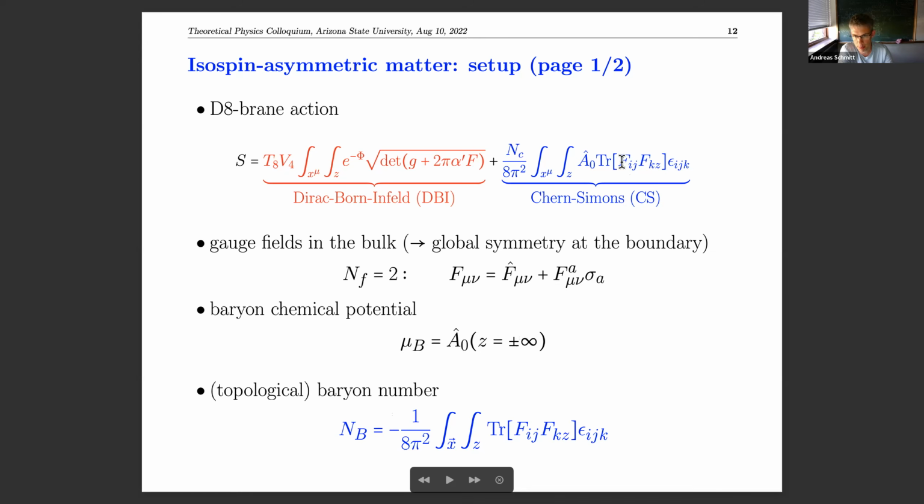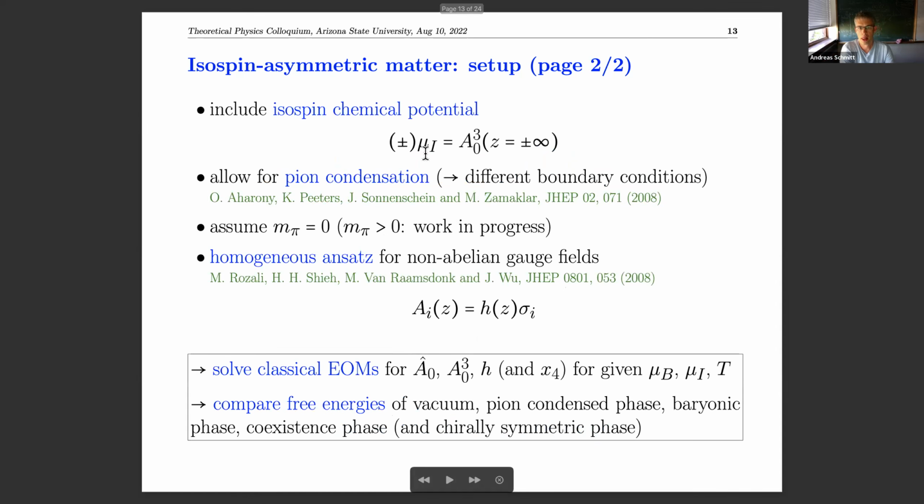I create baryon number, as I said, with this Chern-Simons term here. Think of this as a mu times n term in thermodynamics. And this is where, for example, the instanton configuration would give me a finite baryon number. I introduce an isospin chemical potential in the non-abelian part of the temporal components, right? So think of the third Pauli matrix where I put my mu I.